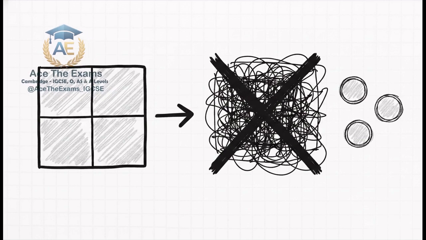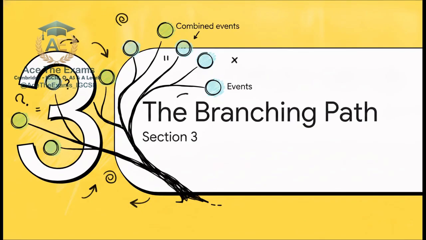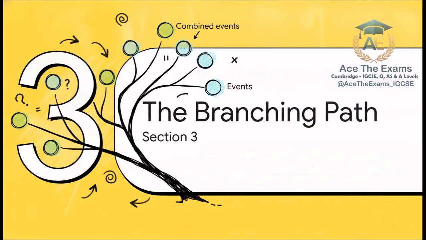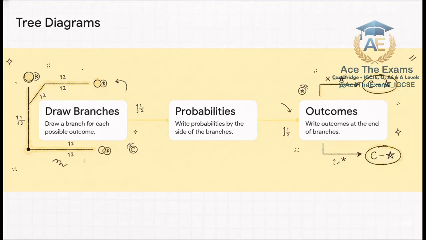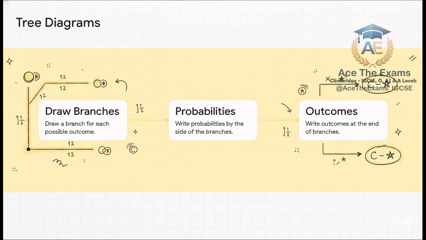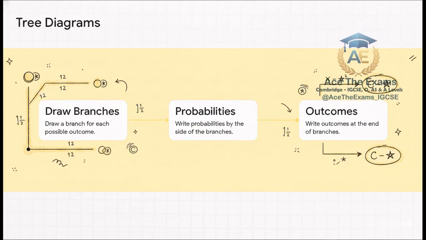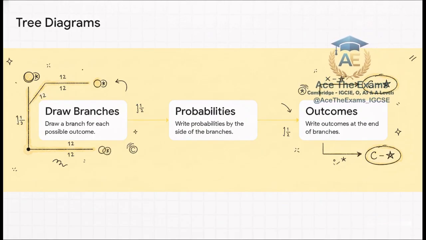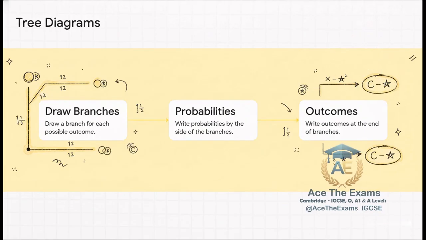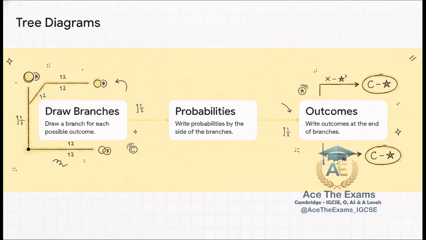So our visual tool just completely breaks down. Which is exactly why we need to level up to Section 3, the branching path. Let me introduce you to the ultimate hero for 3 or more events, tree diagrams. Let's methodically walk through exactly how to construct one, using the example of spinning a standard coin 3 times in a row. It's actually a very simple 3-step process.